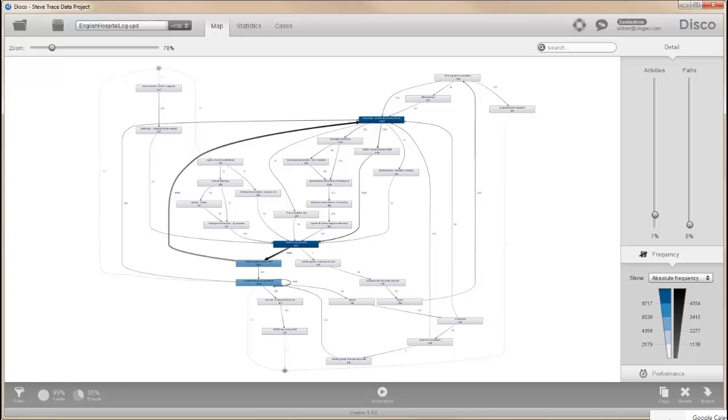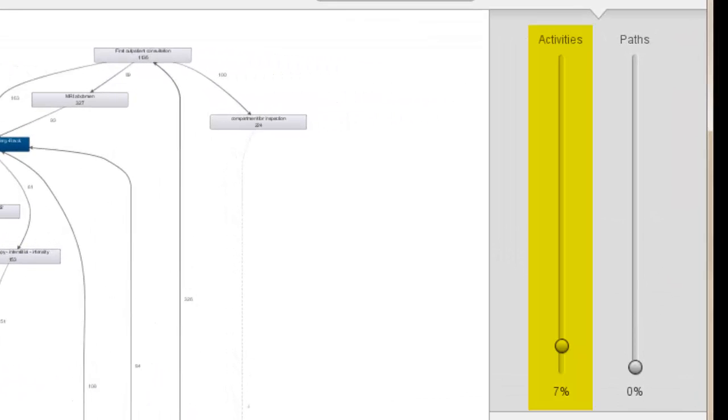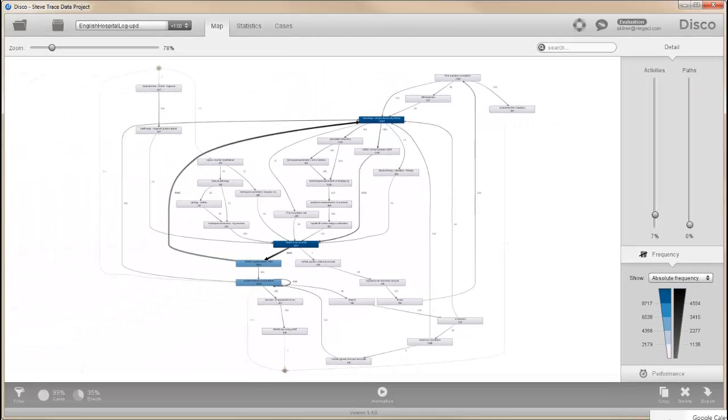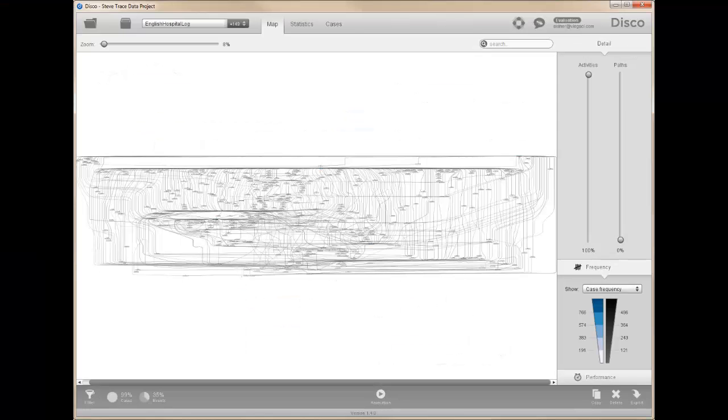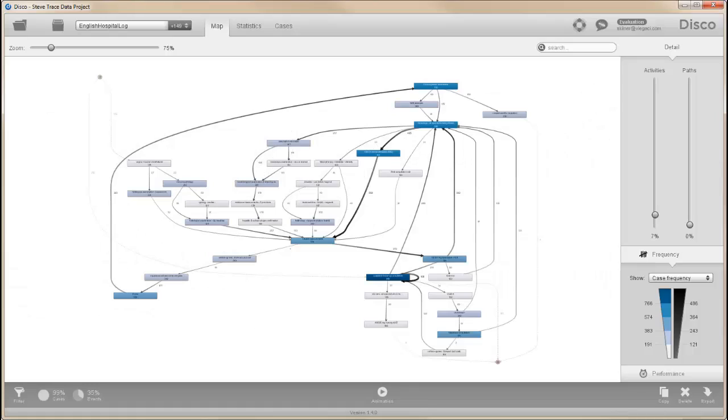In fact, the process is much more complicated than what you're looking at here. Clinical processes are typically highly heterogeneous, and what we are looking at here are merely the top 7% of activities and the single most common paths leaving each activity to connect these activities. If we show all the activities, you can see the picture is far more complex. I will reduce the activities, and here again we see just the top 7% of activities. And now we see all the paths for those activities. Again, too complex to be useful.